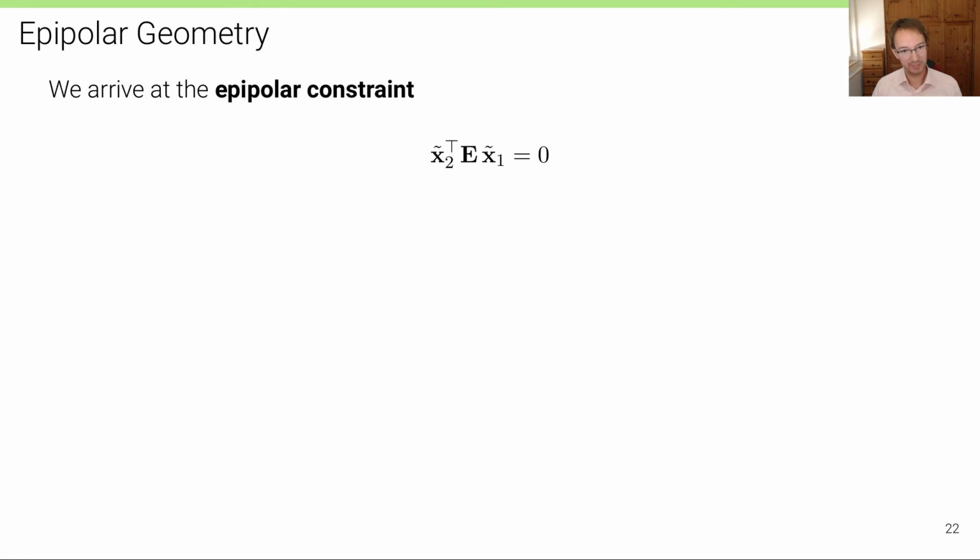And this is the so-called epipolar constraint. X tilde 2 transpose E, this is called the essential matrix, X tilde 1 equals 0. And the essential matrix is simply this skew-symmetric matrix from the translation vector multiplied with the rotation matrix of the relative pose between the two cameras.